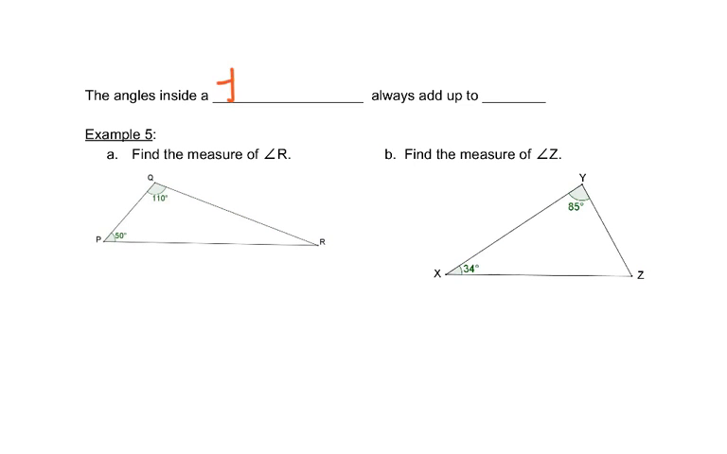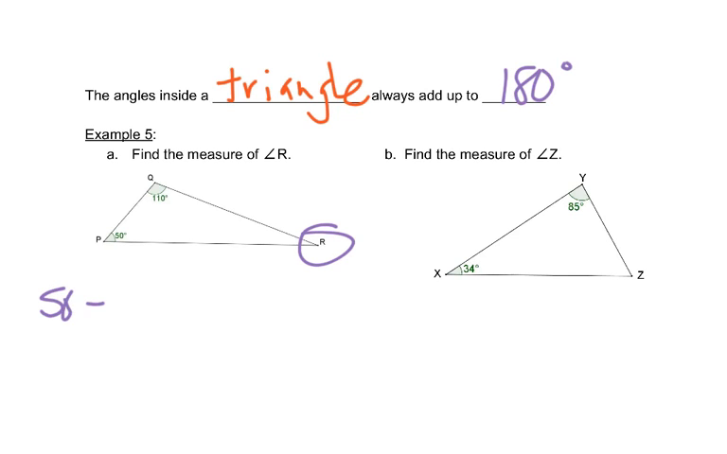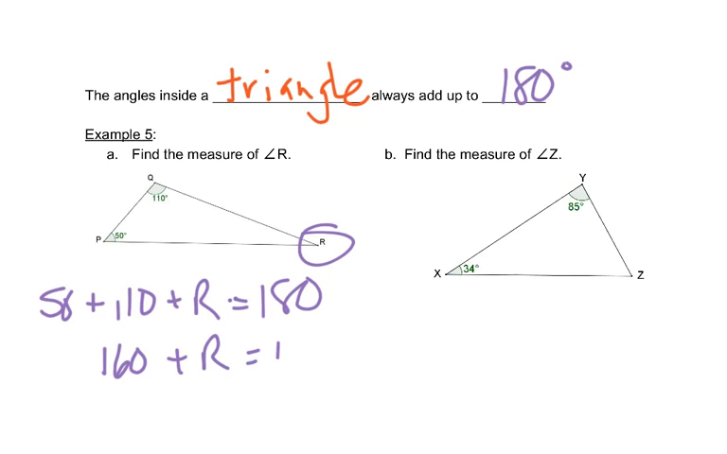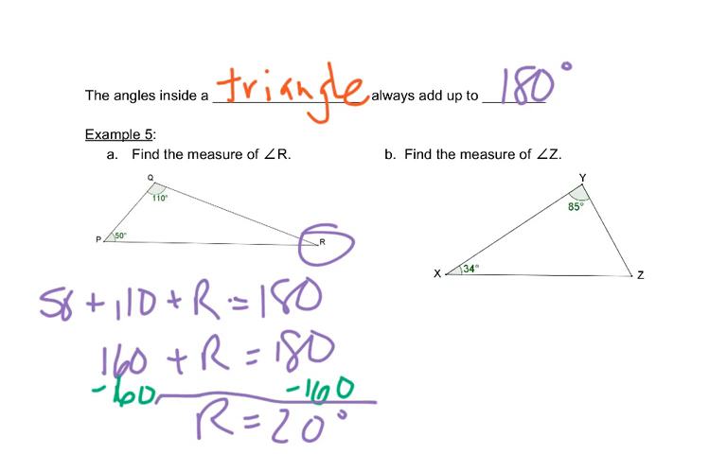The angles inside a triangle also add up to 180 degrees. So if we look at example 5 here, we have two angles inside our triangle and we need to find angle R. But we know that those angles have to add up to 180. So 50 plus 110 is 160. We subtract 160 from both sides. We get R is 20 degrees.